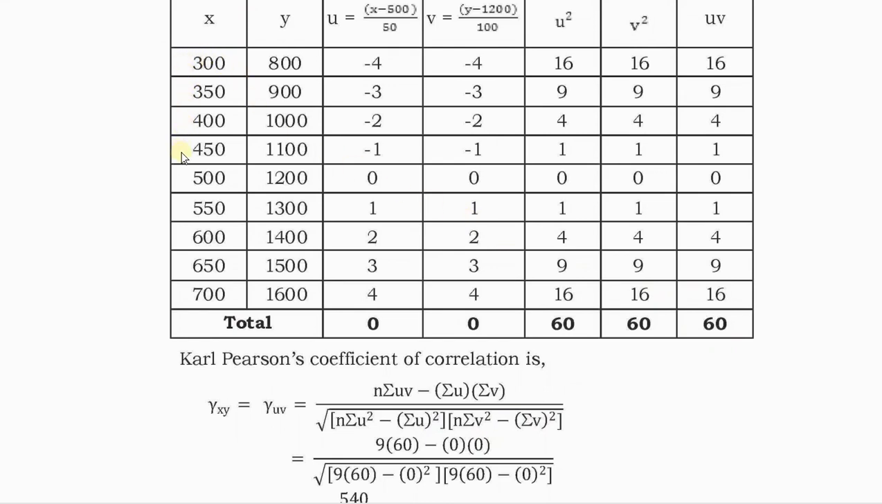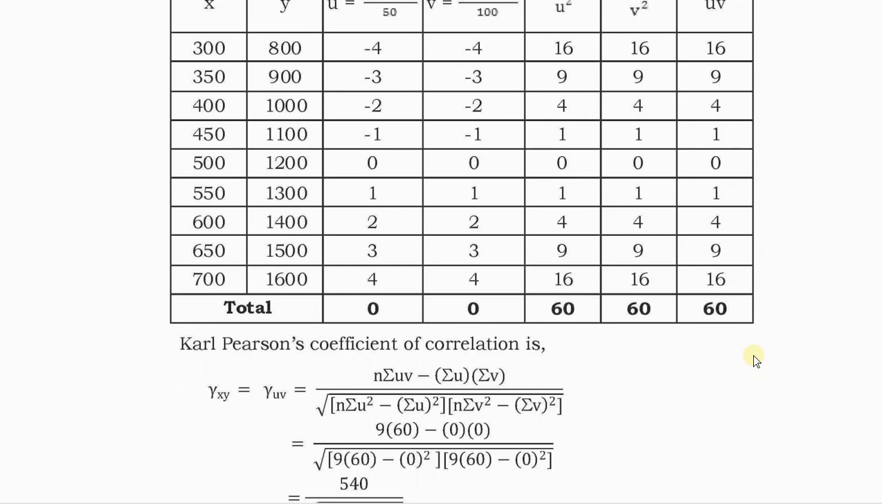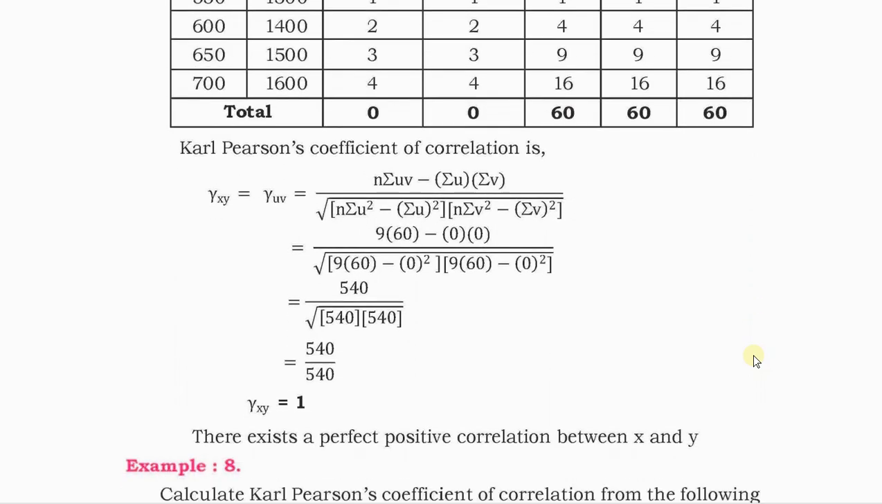1, 2, 3, 4, 5, 6, 7, 8 and 9. So there are 9 pairs of observations here in u and v combined. So summation of u is 0, summation of v is also 0, so 0 into 0 will be 0. 9 into 60 minus 0, 0 divided by 9 into 60 minus 0 square. Again 9 into 60 minus 0 square, that is 540 divided by root of 540 into 540.